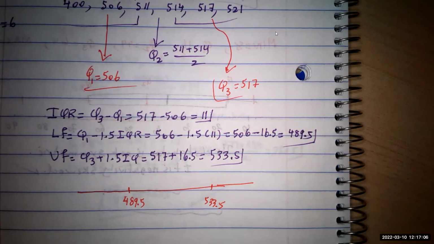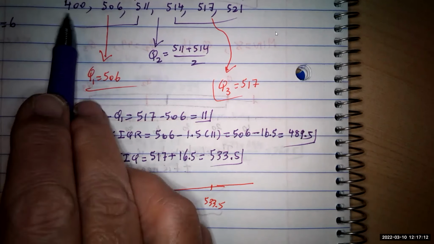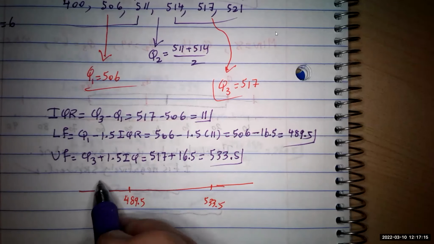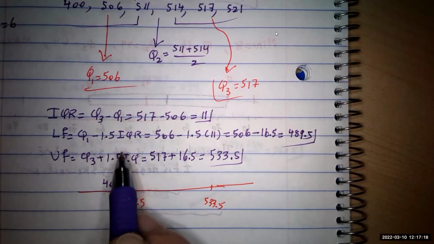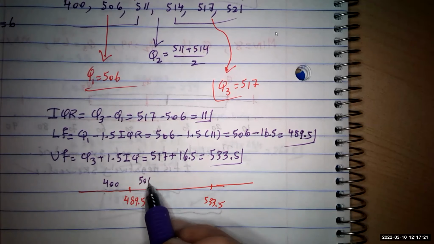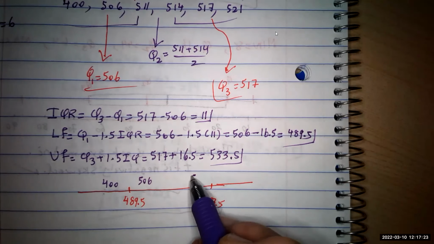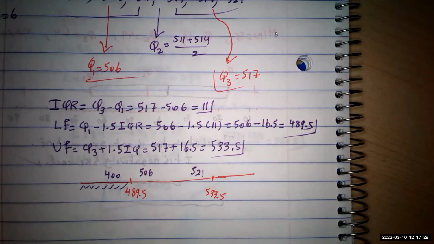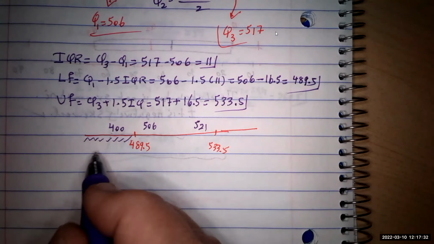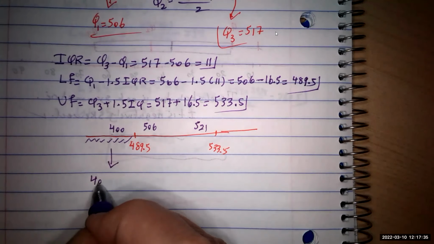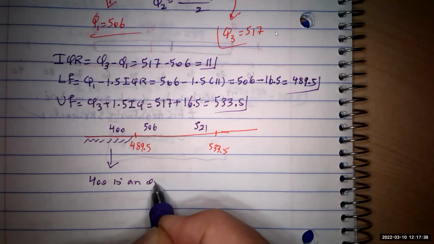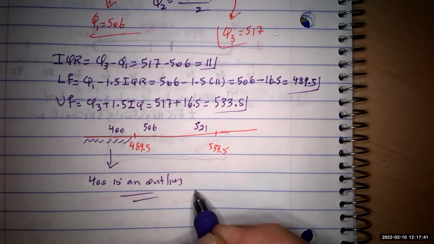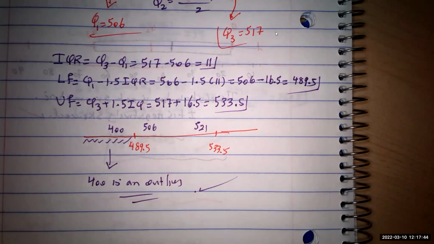These are your fences, your zone. But where are your numbers? The numbers start with 400, so 400 is here, outside. The next number is going to be 506, so you are in, and you end up with 521, which is in. So as you can see, 400 is an outlier because it's outside the fences. So 400 is an outlier. See, this is how you identify whether you get an outlier or not.